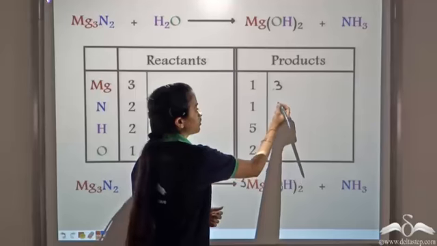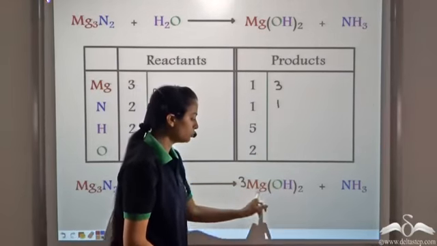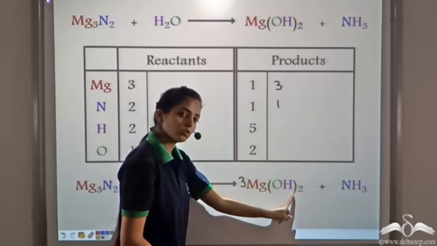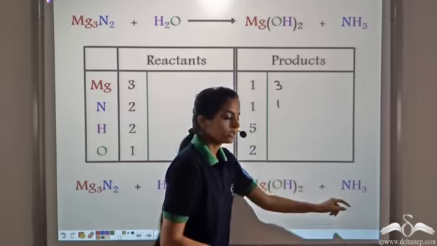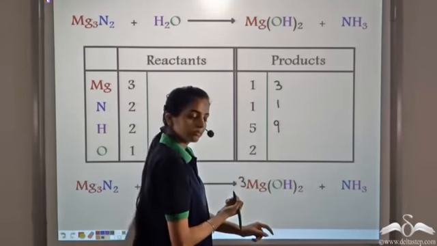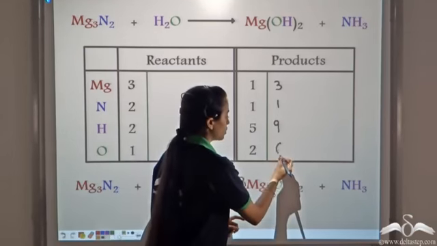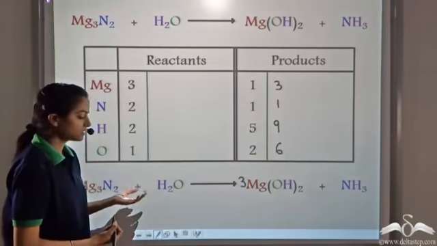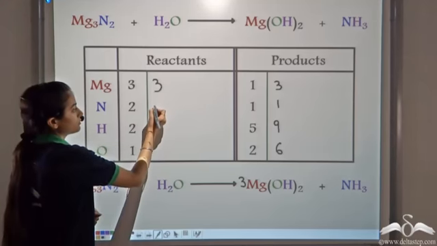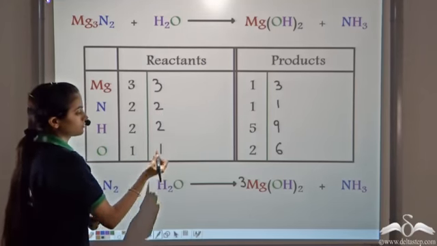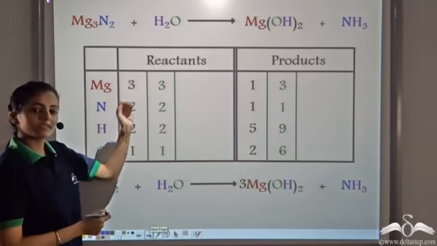we get 1 atom of nitrogen, then we have hydrogen, we get 2 into 1, 2 into 3. That is 2 into 1 is 2 and 2 into 3 is 6. And this 6 plus 3, so we get 9 atoms of hydrogen and we get 2 into 1 into 3, which is 6 atoms of oxygen. Now let's look at our reactant side. Since we did not make any change here, the number of atoms remains the same. Alright, so now our magnesium is balanced.